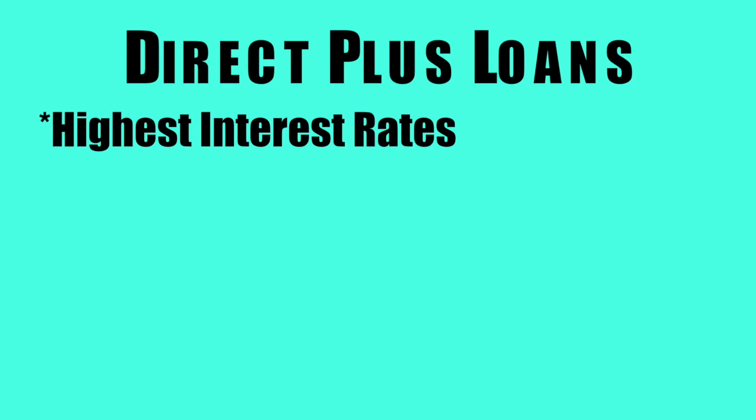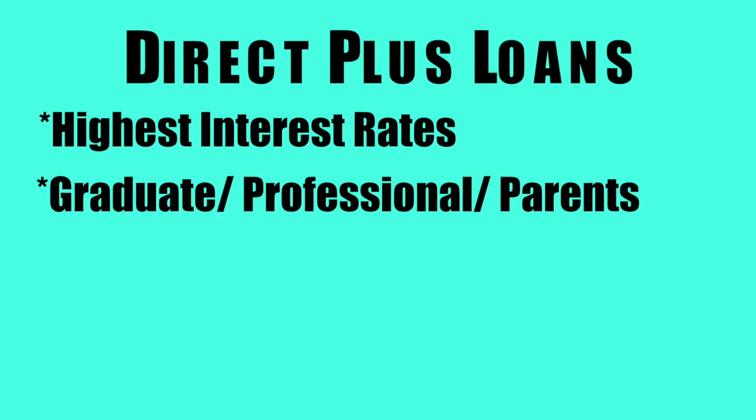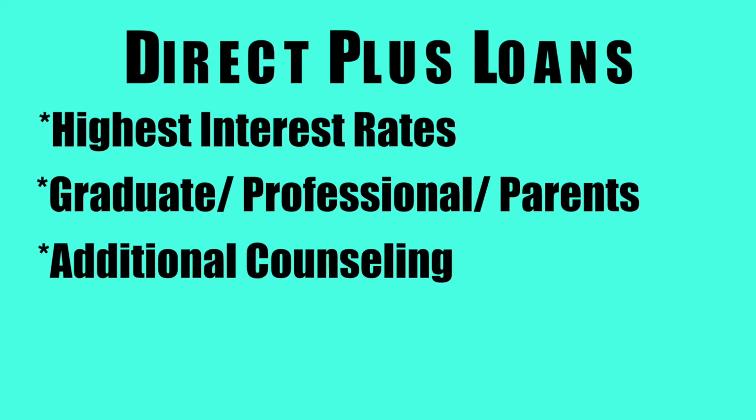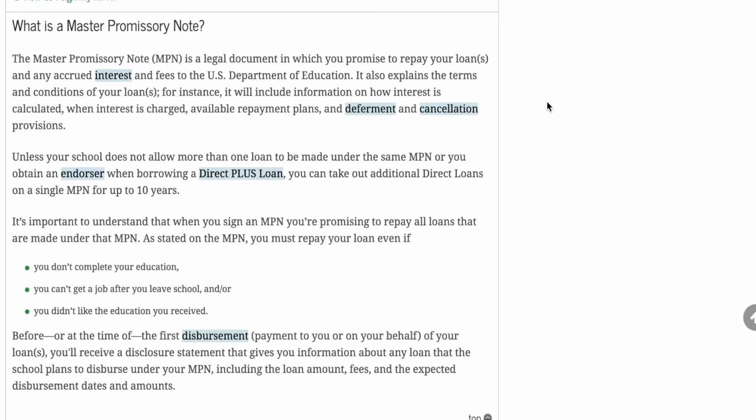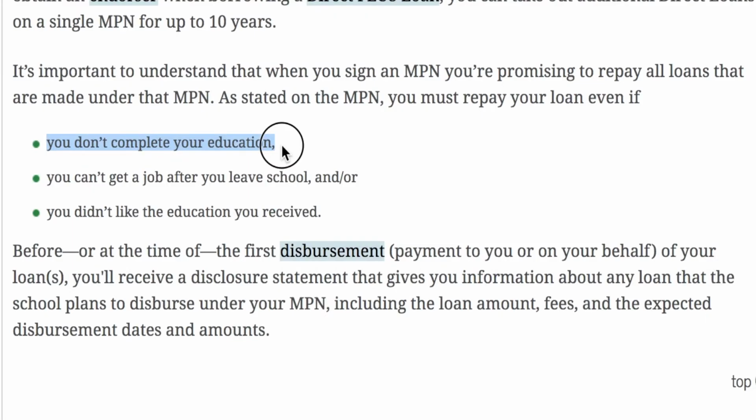Next, there's direct PLUS loans, which have the highest interest rates and are available to graduate and professional students, as well as students' parents. These loans also require additional counseling where the student not only needs to complete the promissory note for any unsubsidized and subsidized loans, but they also need to complete something that's known as a master promissory note, which essentially means that you promise to repay the loans regardless of if you completed your education, couldn't find a job, or didn't feel like you got your money's worth for the education that you got.